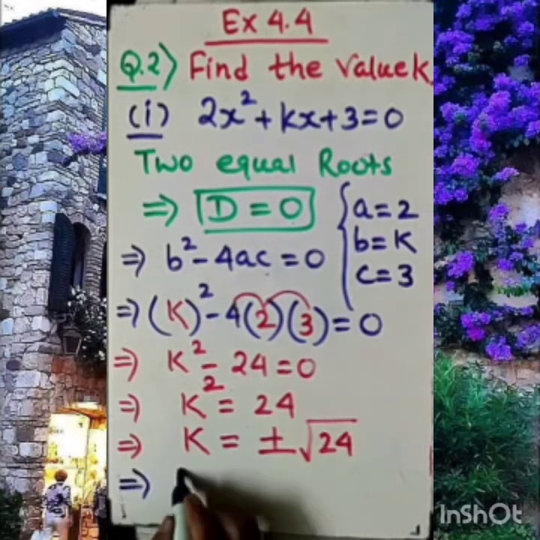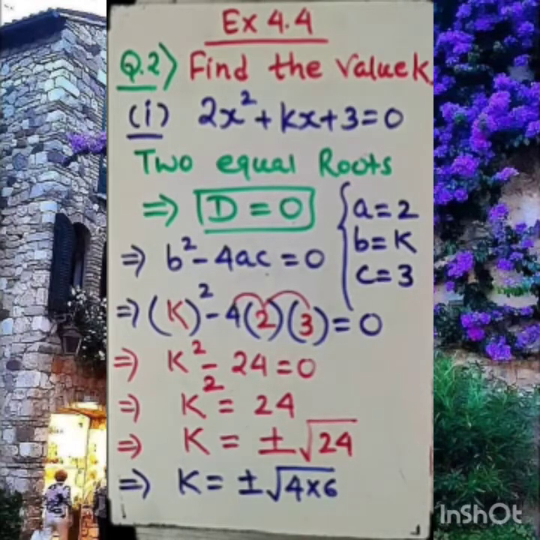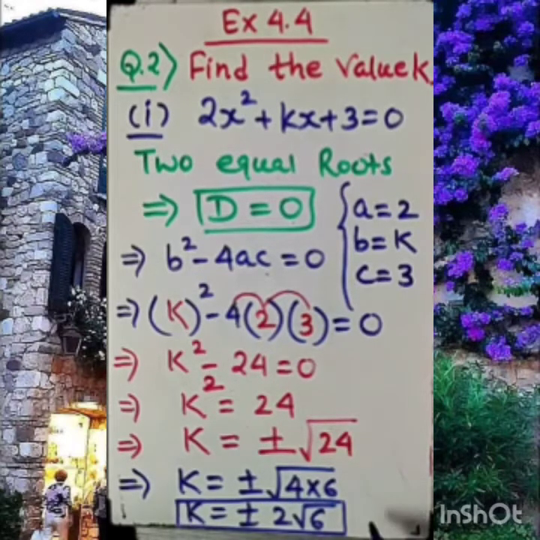Now, some more simplification. Here plus or minus is already there. 24 can be written as 4 into 6, and 4 is a perfect square, the square of 2. So I need to take out 2 as common, and under the root 6 will be left. So finally the value of k which we are asked in the question is plus or minus 2 root 6.